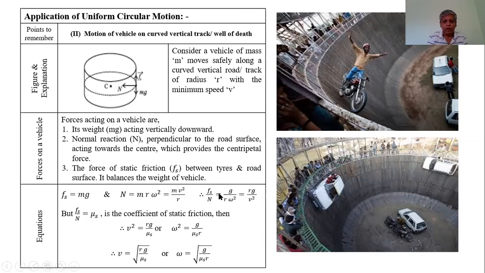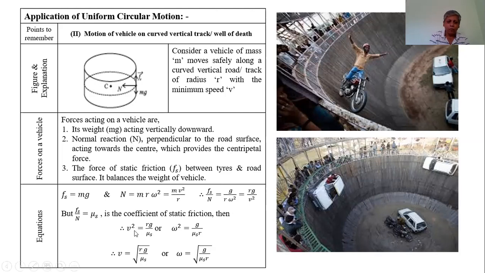Here, as the angular velocity increases, the force of static friction decreases. Hence, we calculate the minimum speed. That means to balance the weight, the force of static friction must be larger. That means the angular velocity is minimum. Angular velocity or linear speed must be minimum to be found.